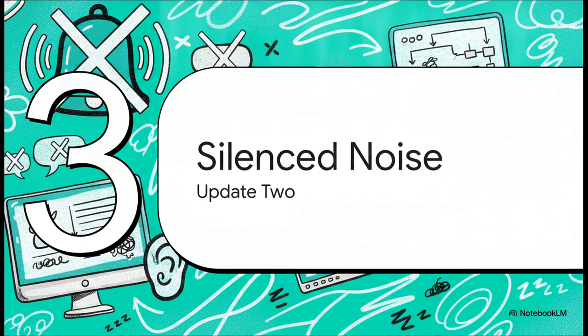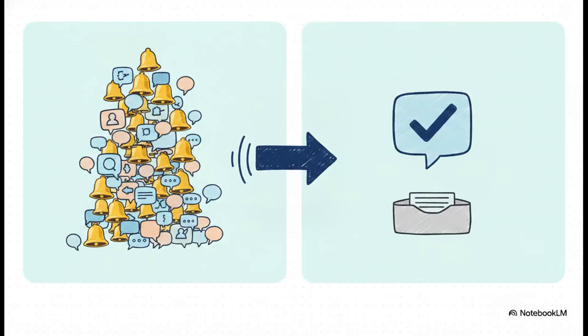Moving on to Update 2, silenced noise. Now, this part directly addresses notification volume, which, let's be real, is the absolute fastest way to ruin a good coding session. Before this update, when you had multiple background tasks running, they would complete one by one. Ping, ping, ping. They'd surface as separate notifications, just stacking up, taking over your entire screen and creating this massive visual clutter that completely derails your train of thought. It was overwhelming.